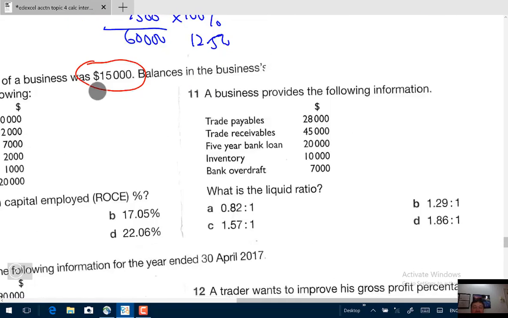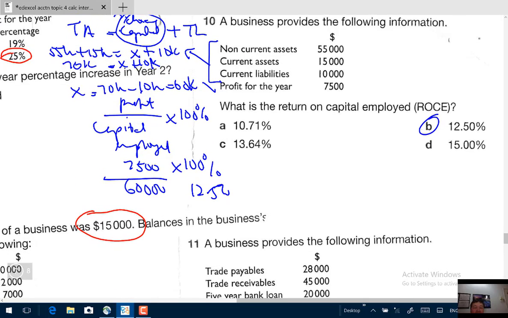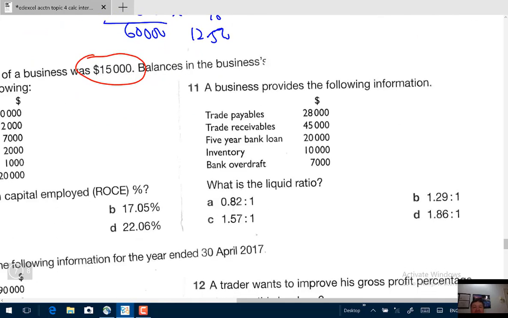Next one. Okay, quite easy. Know the formula. Be careful, I repeat again. In this case, capital employed does include NCL, non-current liabilities. It's actually capital plus NCL. Now, a business provides the following information. What's the liquid ratio? Liquid ratio is just current assets excluding inventory to current liabilities.